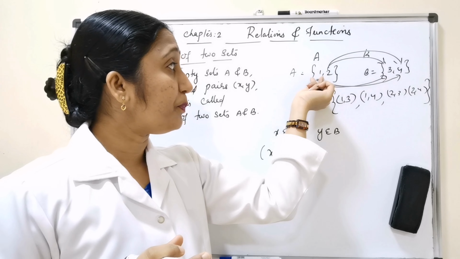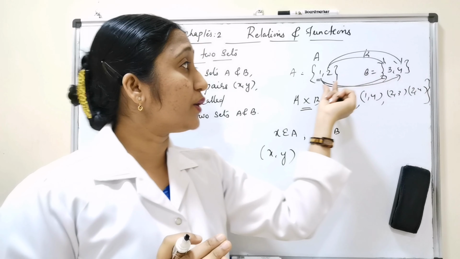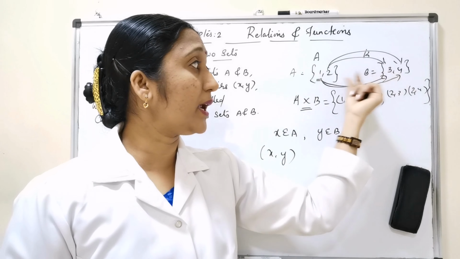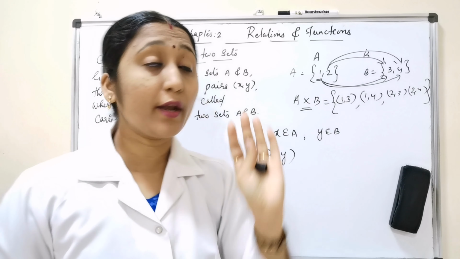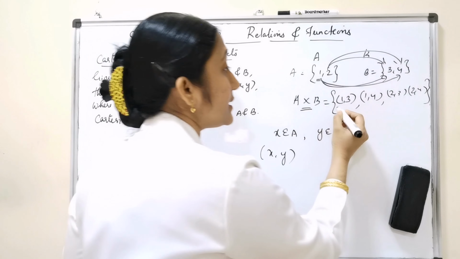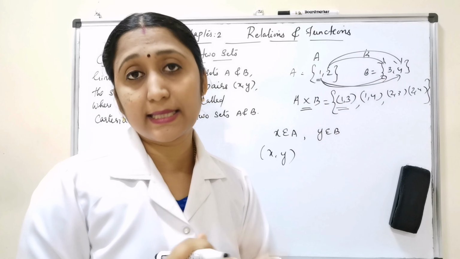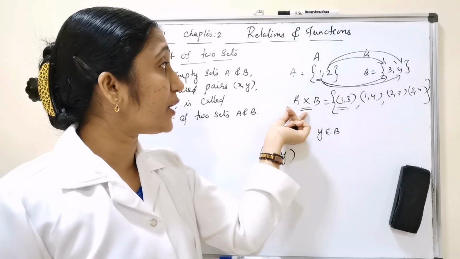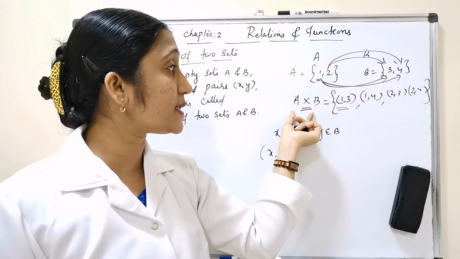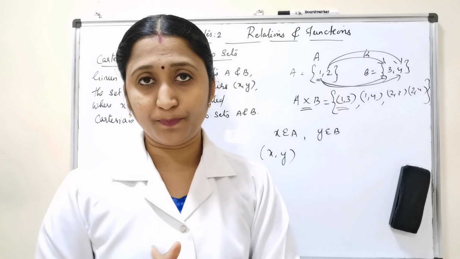The first element pairs with all the B elements, so we get (1, 3) and (1, 4). And the second element of the A set is 2, so we get (2, 3) and (2, 4). These are called ordered pairs, written using single brackets inside the set. So the Cartesian product of these two sets is A cross B equal to {(1, 3), (1, 4), (2, 3), (2, 4)}.